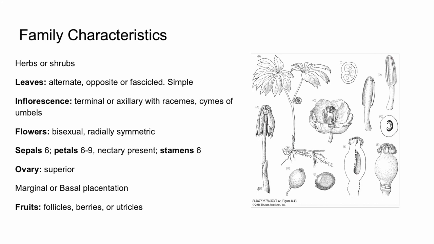Sepals 6, petals 6 to 9, nectaries present, stamen 6. Ovary usually superior, and they can demonstrate marginal or basal placentation, as well as fruits can be follicles, berries, or utricles.